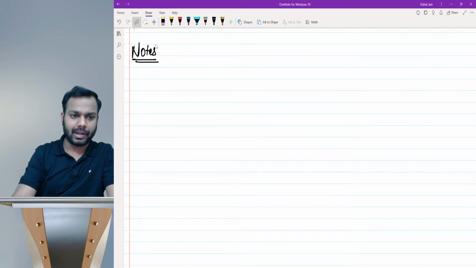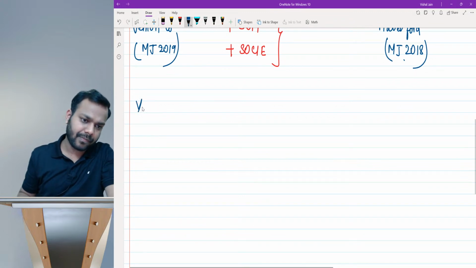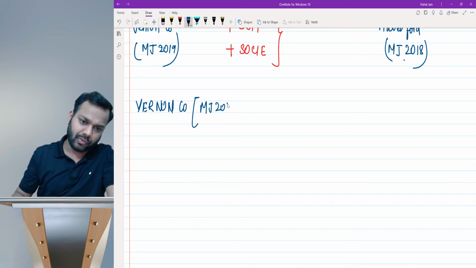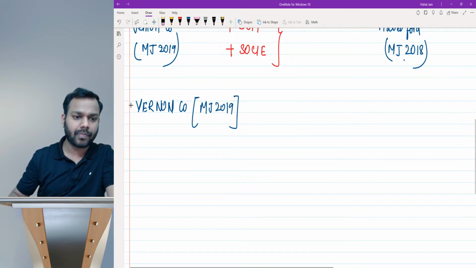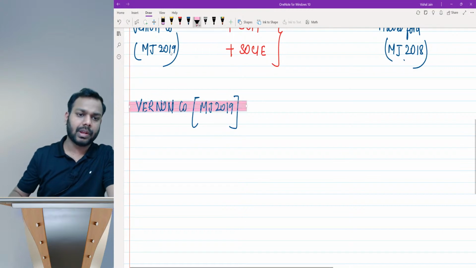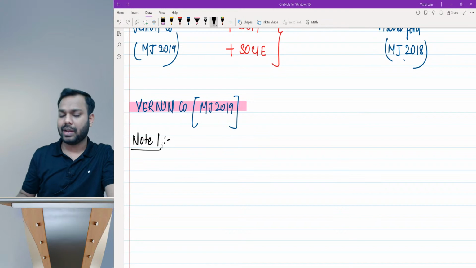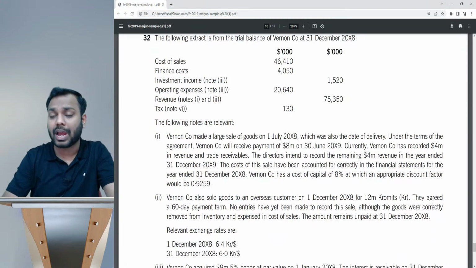Okay, so let me write it here. First, I'm solving Vernon company. This is the March, June 2019 question, right? Now, let's start solving it. Note 1. We'll solve each and every note and understand everything. This will also help as a sort of a revision for all your IFRS also, right?